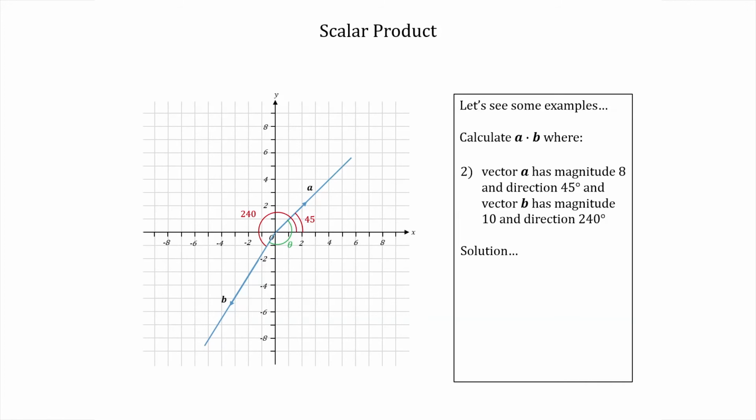We can see that theta is 45 degrees plus this angle here. And hopefully you can see from the diagram that this angle is 360 degrees minus 240 degrees, which is 120 degrees. So theta equals 45 plus 120, which is 165. So using the definition from the beginning of the video, a dot b is 8 times 10 times cos 165, which is minus 77.27. So hopefully you now understand what the scalar product is and how to calculate it.